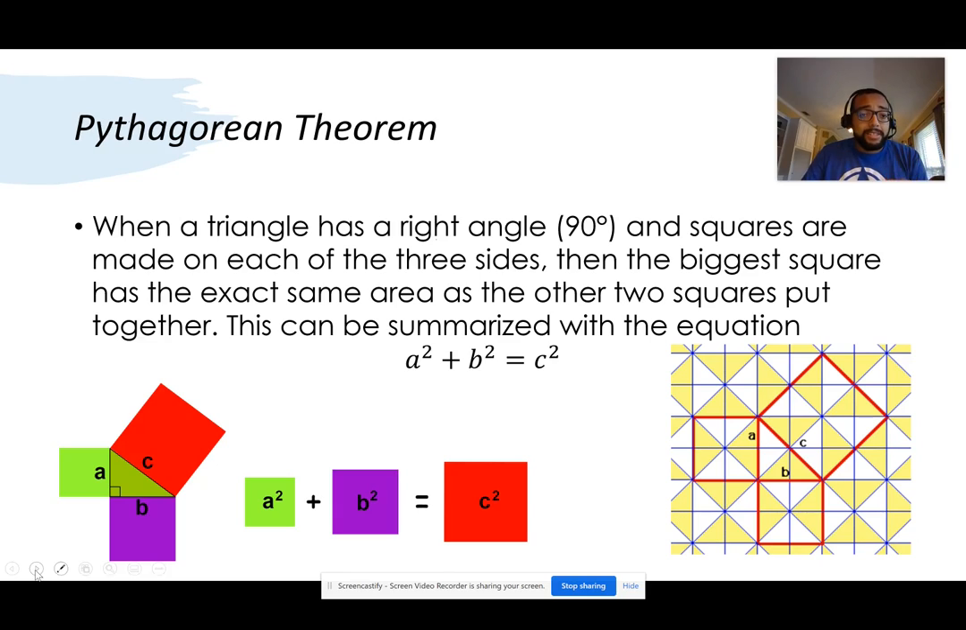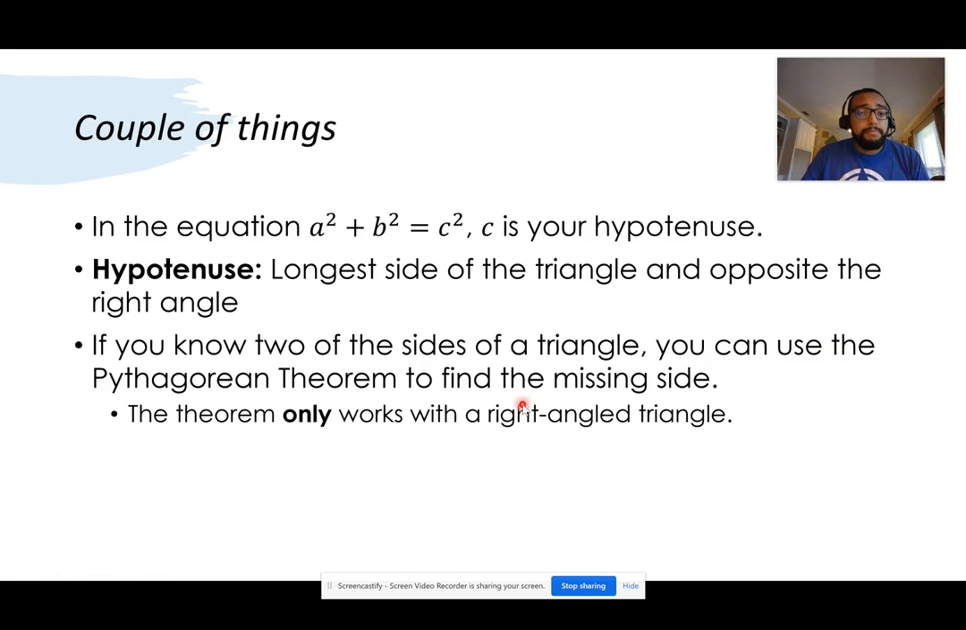Couple things about this theorem. In this equation, a squared plus b squared equals c squared, c is the hypotenuse of your triangle. Now, what is a hypotenuse? Two things. One, it's the longest side, and two, it's opposite the right angle.